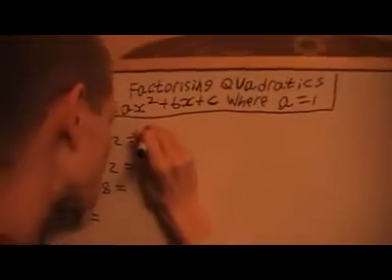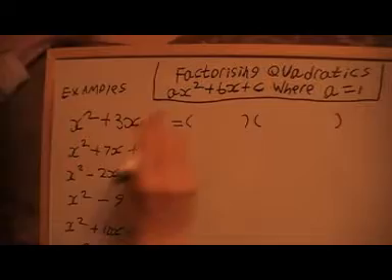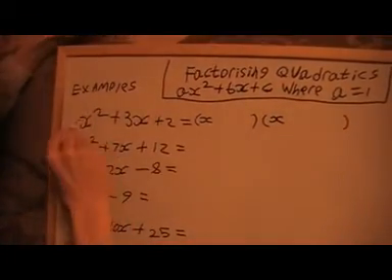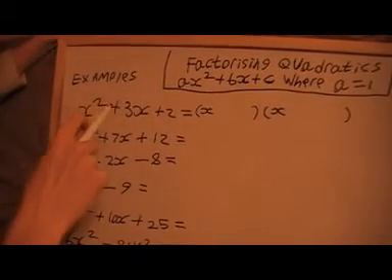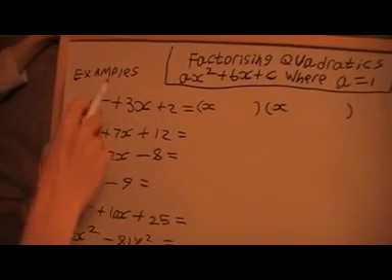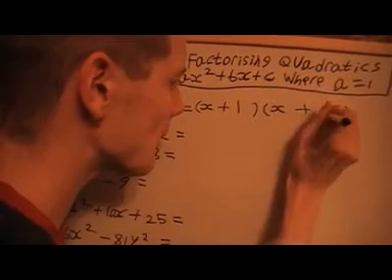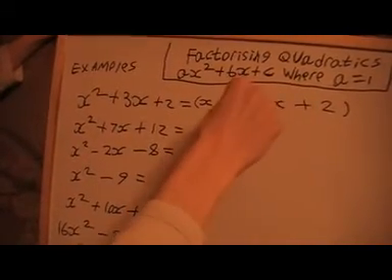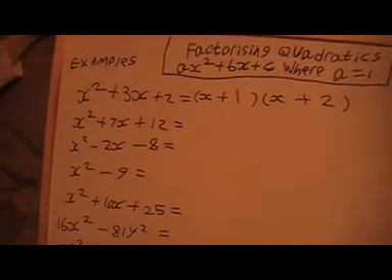So I'm going to factorize this. What I do is I put two brackets here, and I always put an x at the front of each bracket because the x times x gives us x squared. Now to work out the numbers, we need to find two numbers that multiply to make 2 and two numbers that add to make 3. Those are 1 and 2. Okay, those are 1 and 2 because 1 times 2 is 2, and I've got 1x there, 2x there, that gives us 3x.